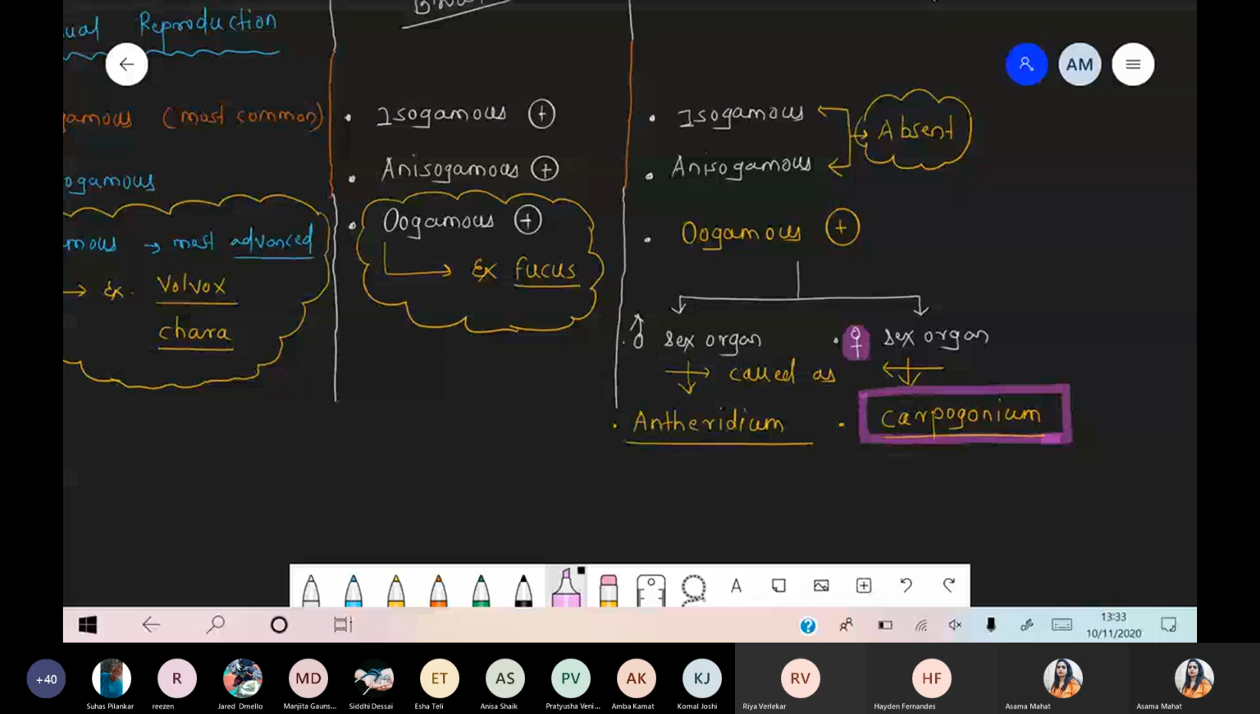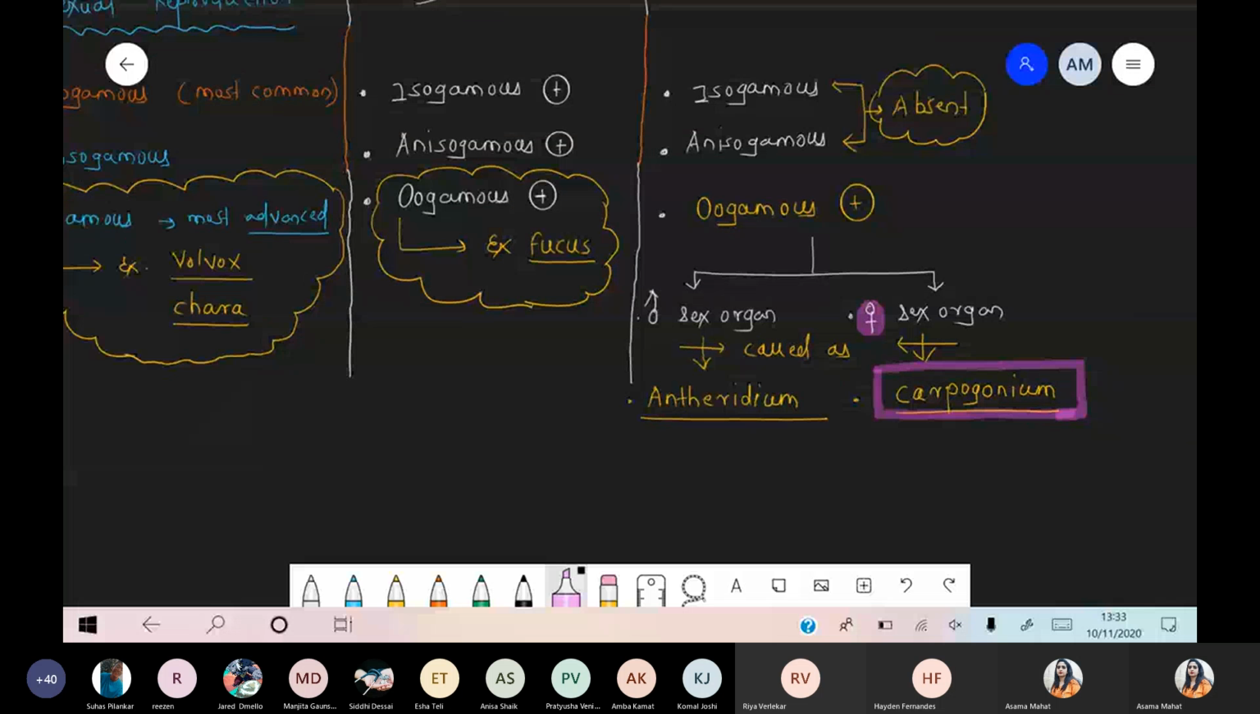Everybody, can you hear me? Okay. Yeah. Last point again, a favorite part, economic importance. And then with this we end the algae part. Okay, Komal, chalo.